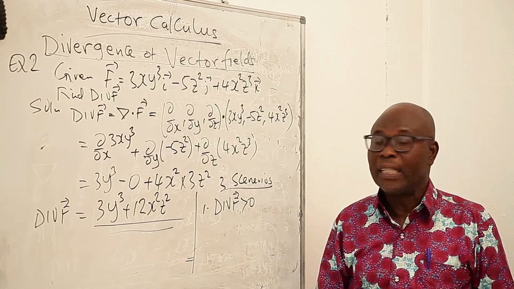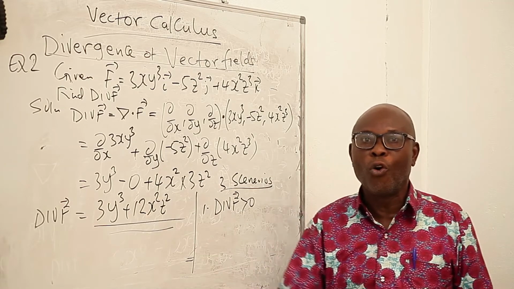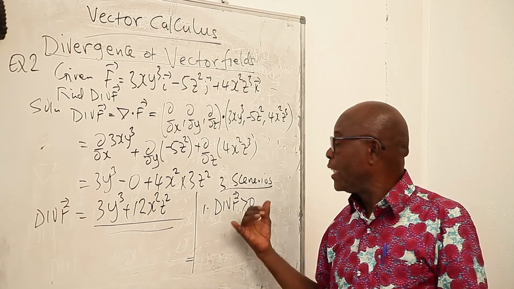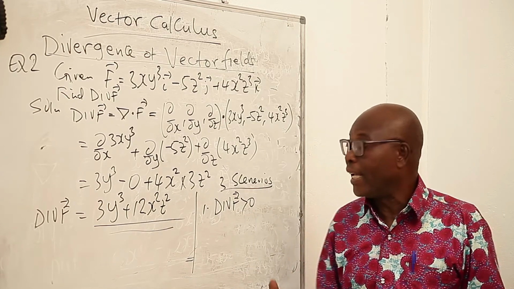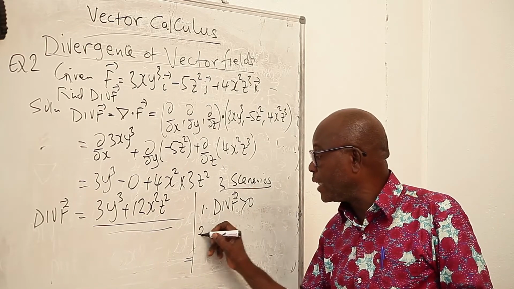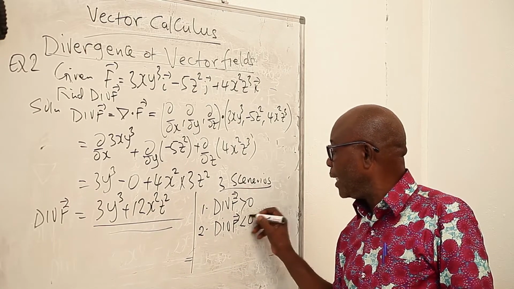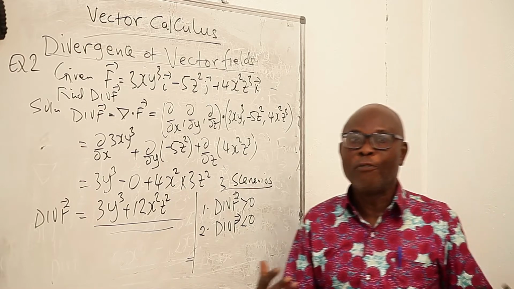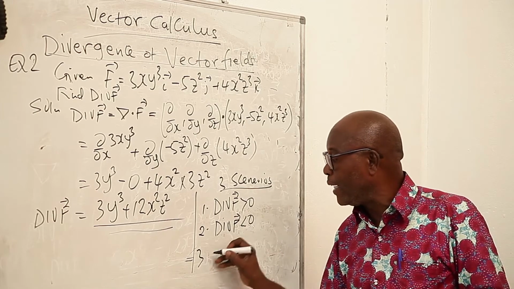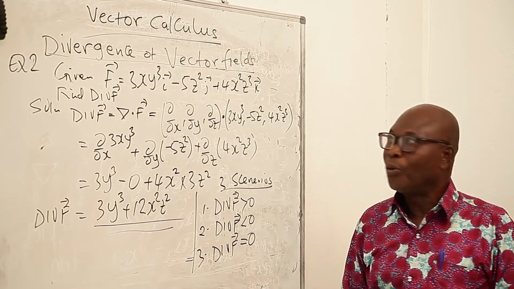And what does it mean? Well, what it means is that the effect of the outflow of the electric field or the magnetic field is the outflow is more than the inflow when divergence is greater than 0. And the second scenario, when the divergence is less than zero, it means the inflow is more than the outflow. And then lastly, if the divergence of a vector field is equal to 0, what does it mean?